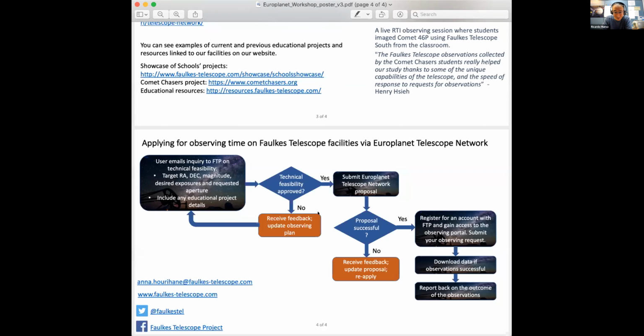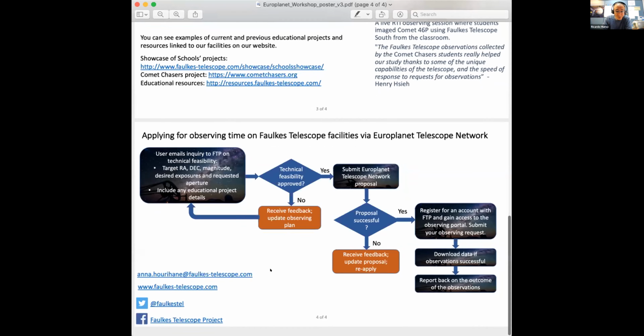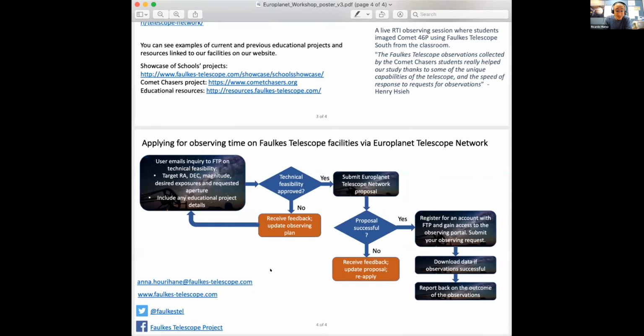I'm sorry to interrupt you. I think that we are running out of time. Okay, sorry. It's already clear here, and I think the poster is very well organized, so people can look at it on the website. I've seen the Faulkes Telescope Network website, and it's really very well organized. So there are lots of possibilities here, but we'll have to move on. Okay, thank you. Thank you, Anna.